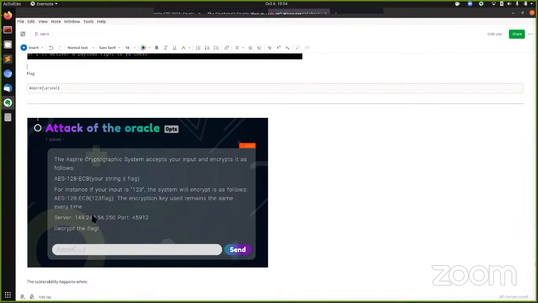So for instance, if you input 1, 2, 3, the system will add the flag to the data, encrypt it, and then show you what the encrypted data is. So this is something that normally happens.